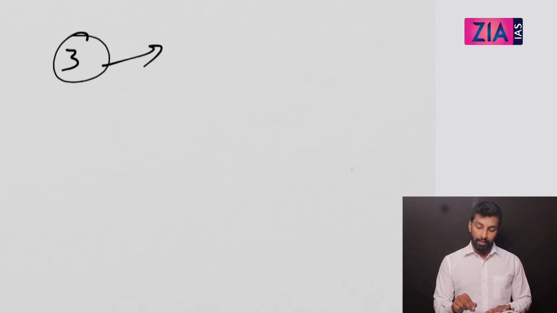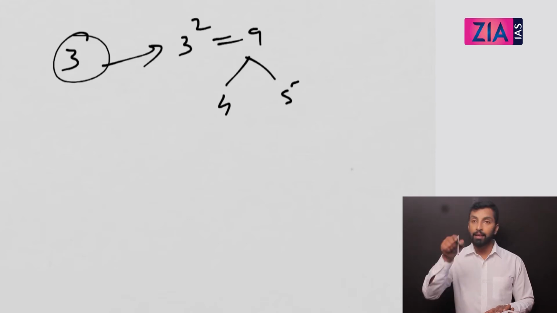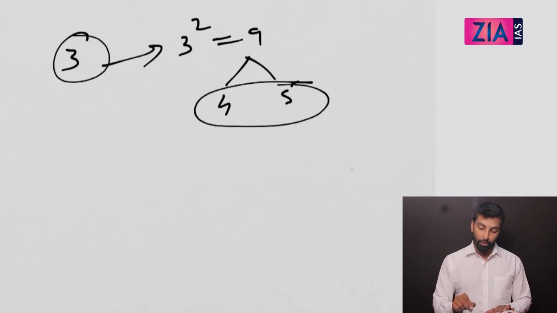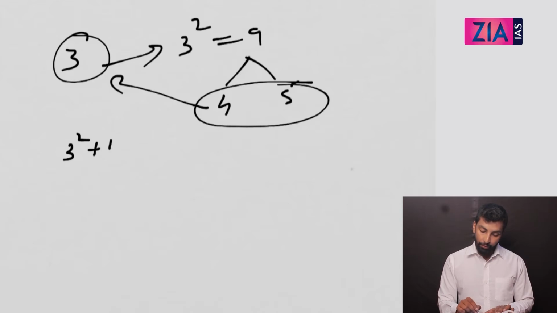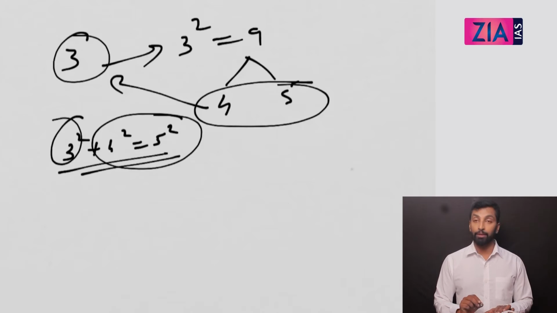What I need to do is, 3 square is equal to 9. Write this 9 as 4 plus 5, or write this 9 as consecutive natural numbers. So 3, 4, 5 are the sides. So 3 square plus 4 square is equal to 5 square. This is a right angle triangle. So if one side is 3, I can find the other two sides.